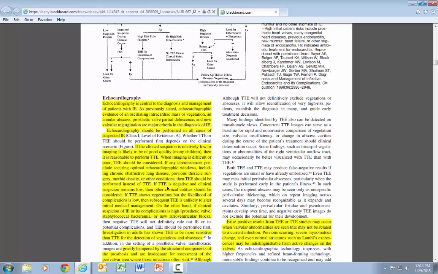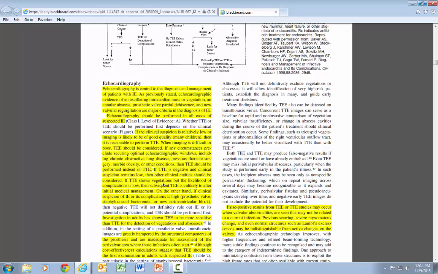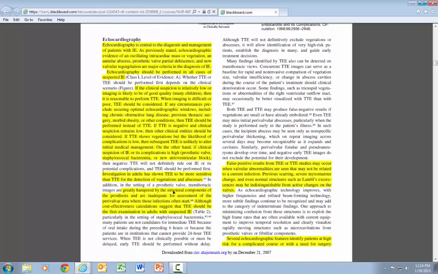If the transthoracic echo is negative and you still have clinical suspicion of endocarditis, go ahead and do transesophageal. If the transthoracic shows vegetation, then you should do transesophageal, even though when you already see vegetations, it's very, very unlikely that the transesophageal echocardiogram will give you a different result. Remember that transesophageal echo is more sensitive and more specific than transthoracic.